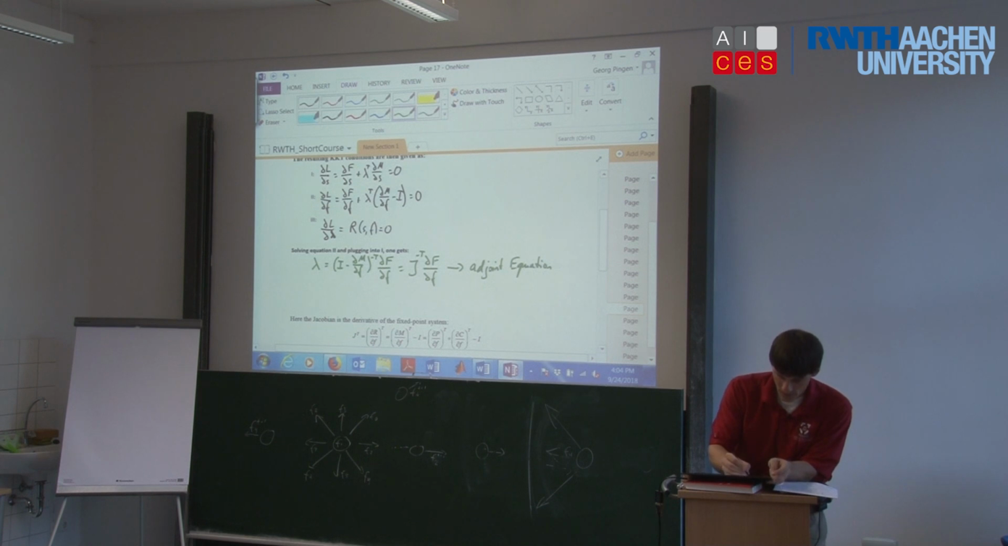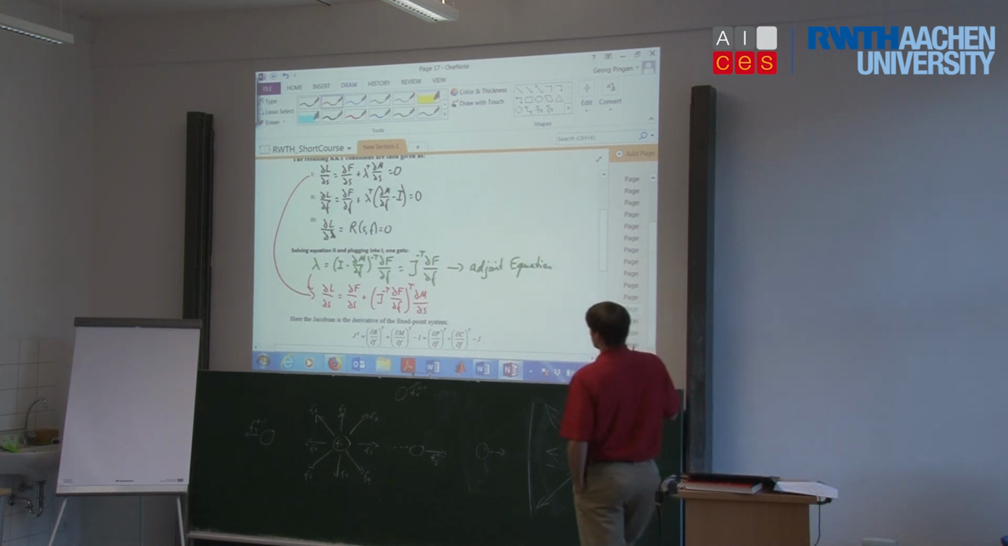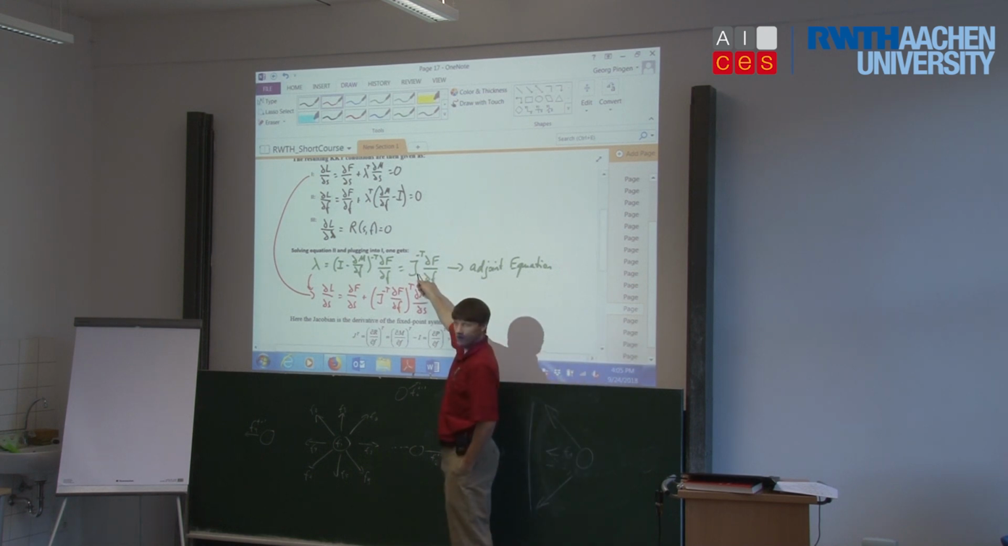Okay. And then we can plug that in to the first equation, and we get dl/ds is equal to df/ds plus J inverse transpose df/df transpose dm/ds. Okay. And the costly part is typically this inverse of the Jacobian.